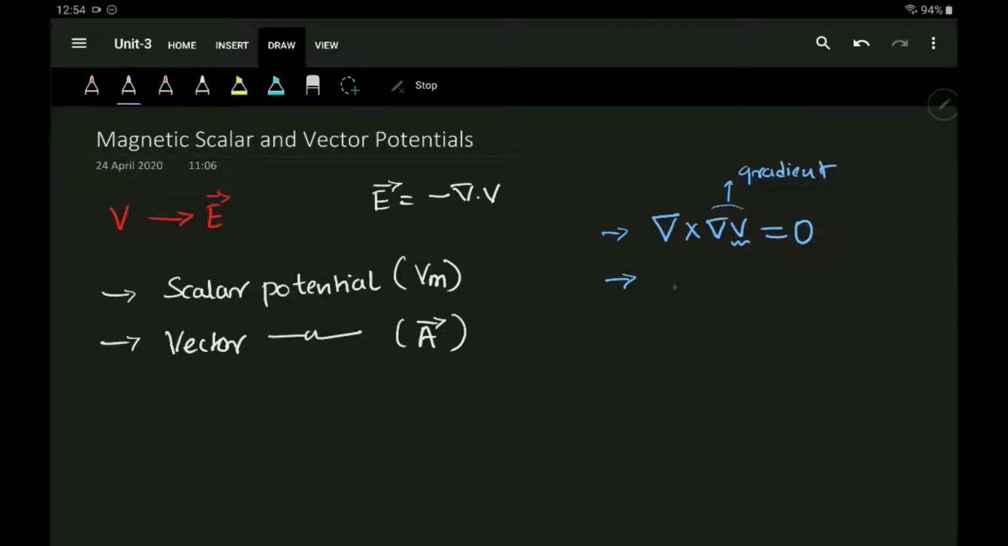And the second property is, if I am taking a divergence of a curled quantity, so whenever you are taking a curl, the solution will also be a vector, right? But here the divergence of this curl will be 0, where A is a vector. So let's see how these are defined and how that is satisfied.